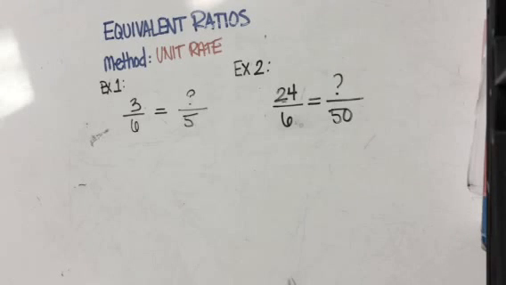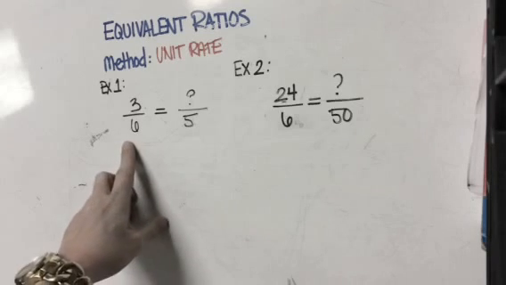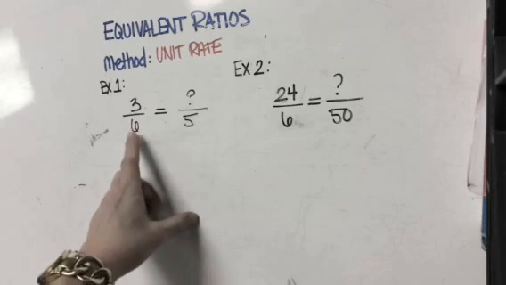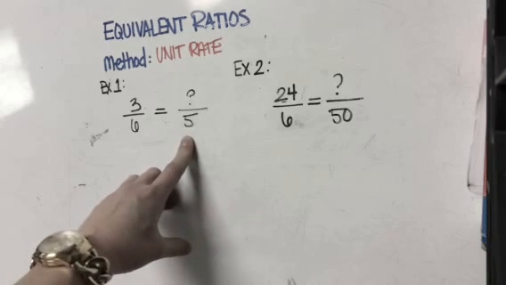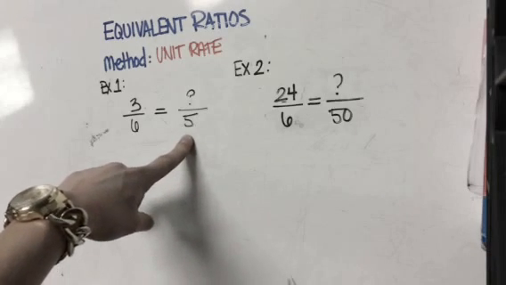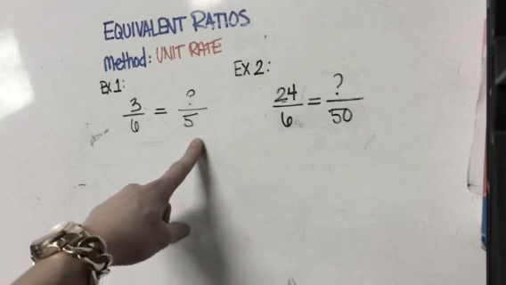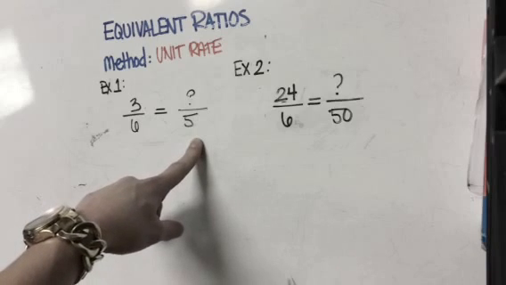So this video shows us how we can use unit rate to help find equivalent ratios. Unit rate works really well when we can't figure out how to get from here to here. For example, how do we get from 5 to 6? Well, nothing divides or multiplies easily to get me from 5 to 6. So I can go ahead and find the unit rate first.